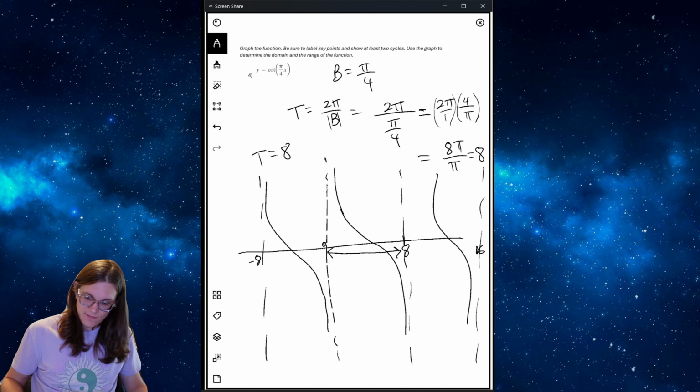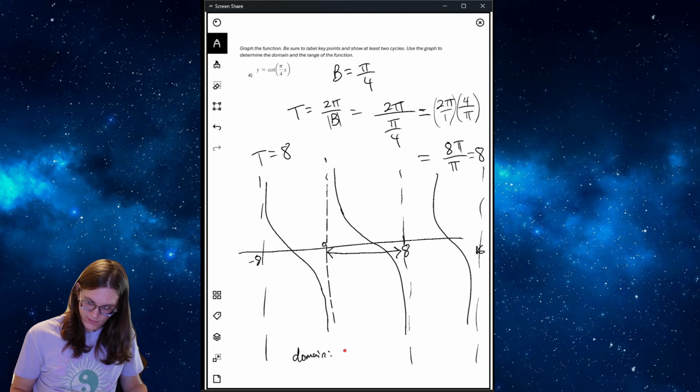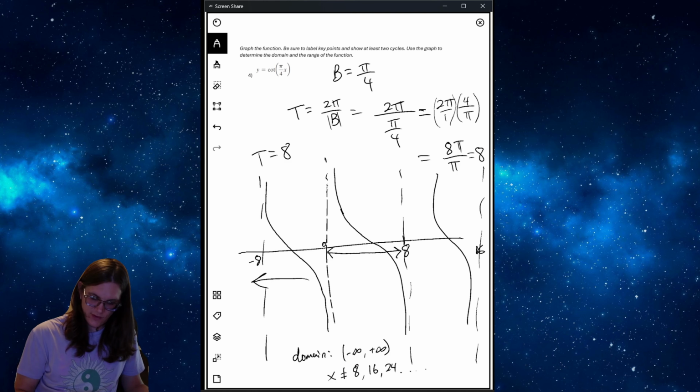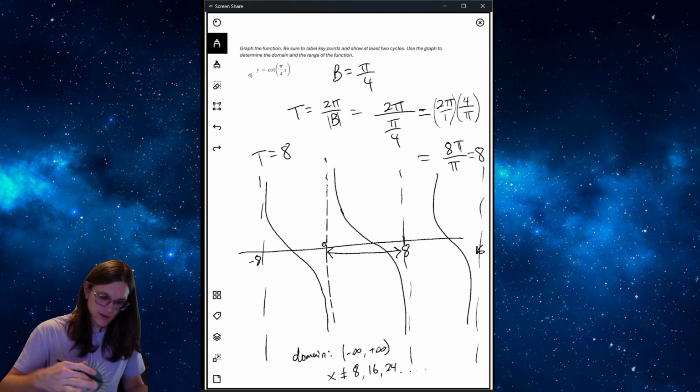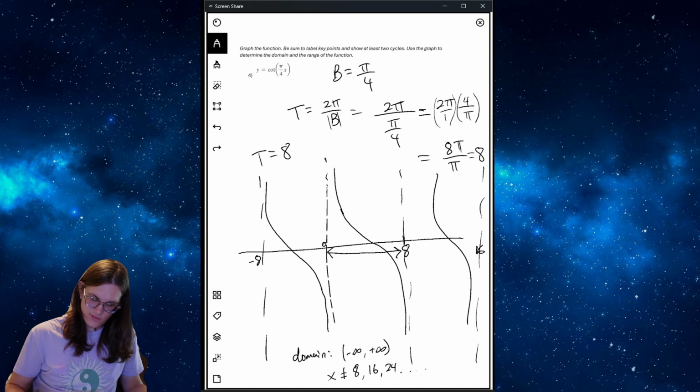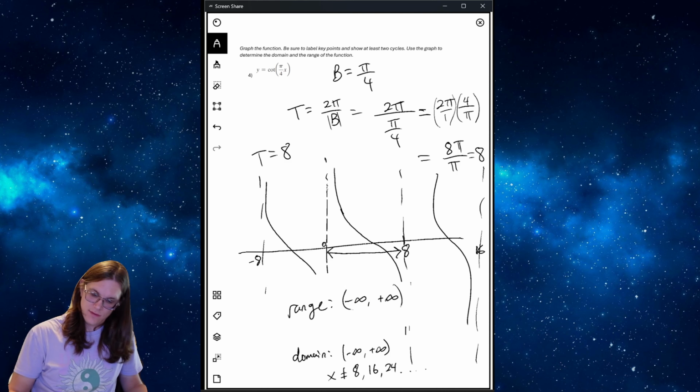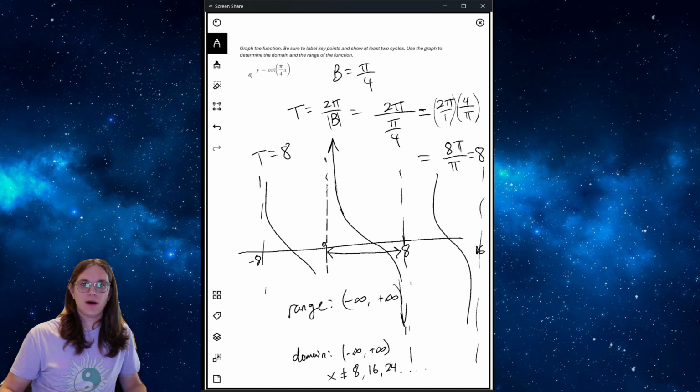Domain and range. The domain, again, not going to do that technical thing, but the domain is all reals, or negative infinity to positive infinity. X cannot be 8, 16, 24, and the same goes for negative 8, negative 16, negative 24. There's no x's like that. And the range of this is everything. We'll go up here to infinity, go down here to infinity. You're going to get every y value imaginable from that function.